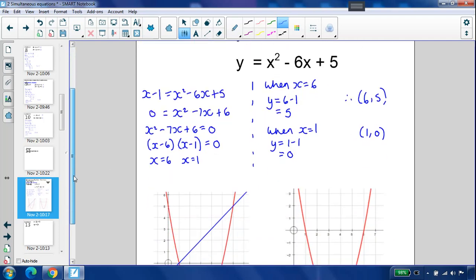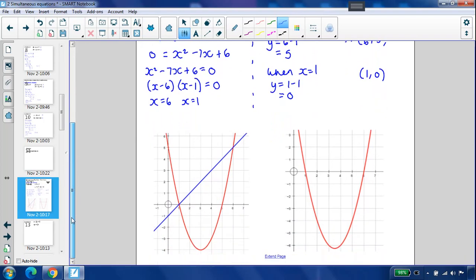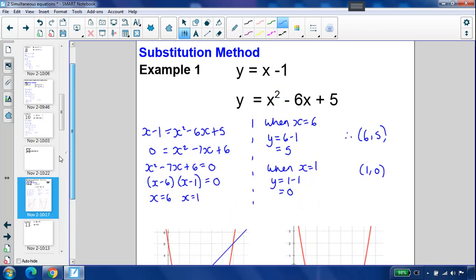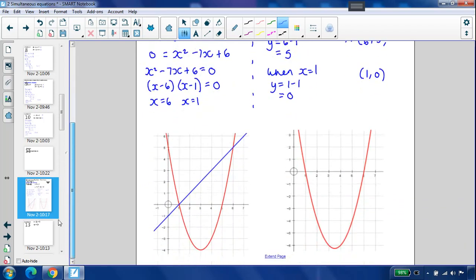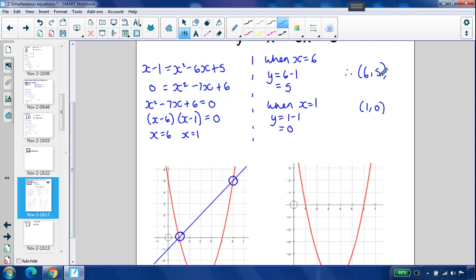Just so you understand what's going on, we can look at this graphically. So here was the quadratic being x squared minus 6x plus 5. And this is the linear, y is equal to x minus 1. So straight away, if we had sketched this or plotted this so we're accurate, you can see there are two intersections, and it should be the same as what we've got algebraically. So 6, 5 and 1, 0, which is what we got over here.